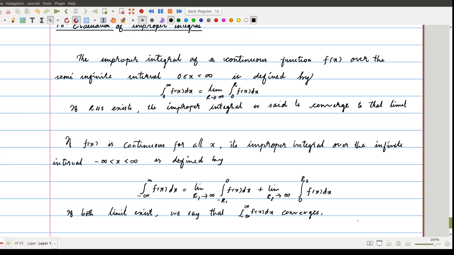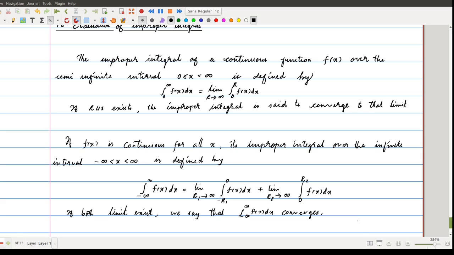If f of x is continuous for all x, its improper integral over the infinite interval, minus infinity less than x less than infinity, is defined by the integral from minus infinity to infinity of f of x dx. That is equal to the limit as r1 tends to infinity of the integral from minus r1 to 0 of f of x dx, plus the limit as r2 tends to infinity of the integral from 0 to r2 of f of x dx.